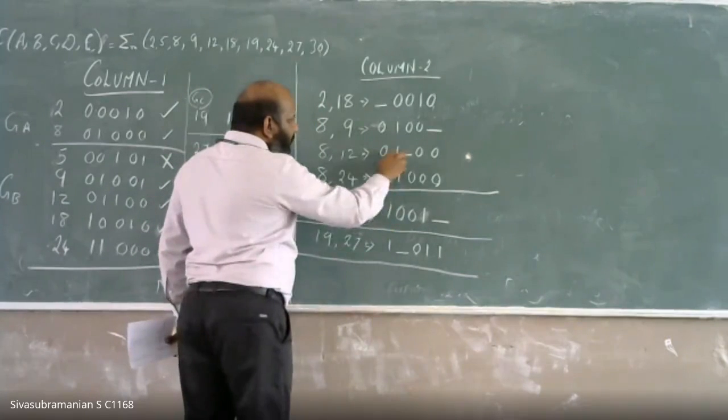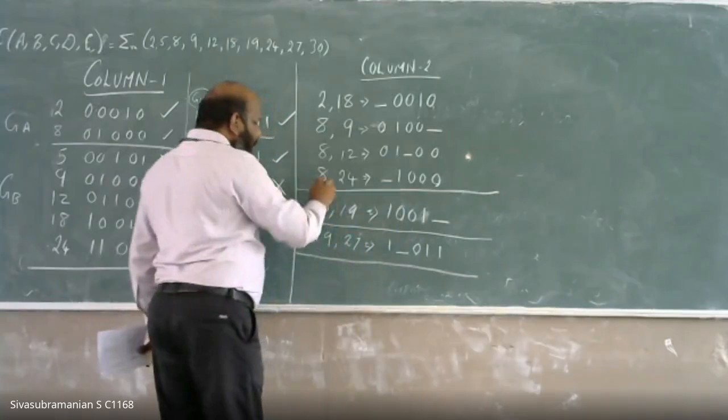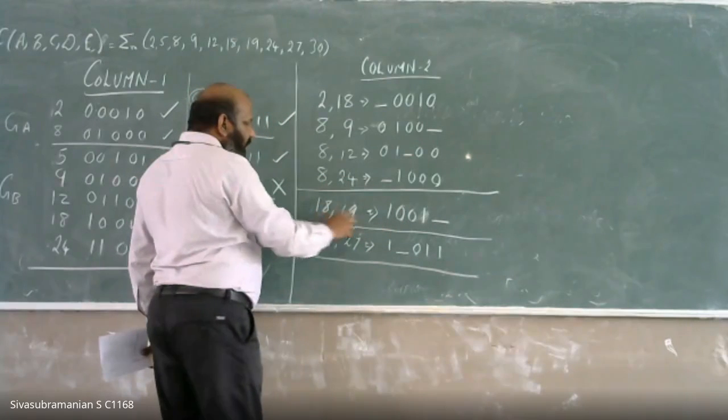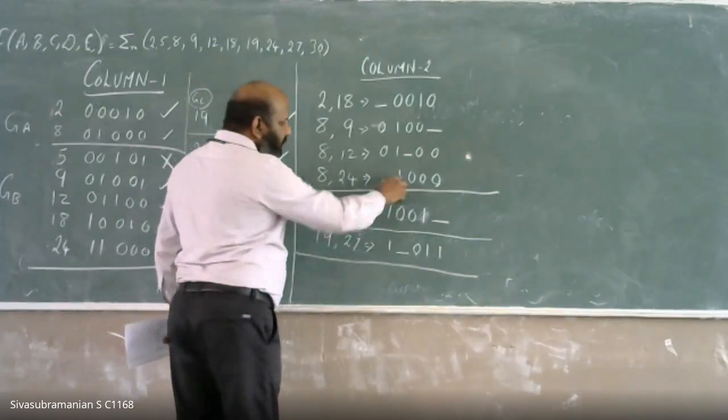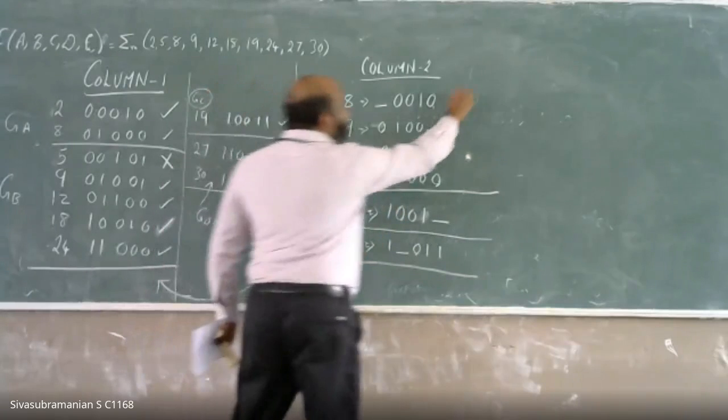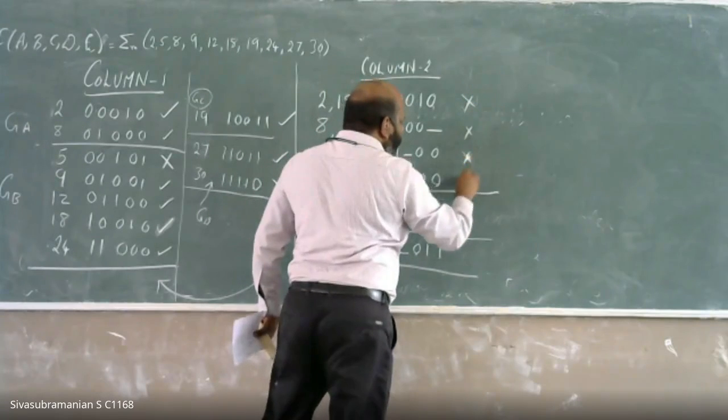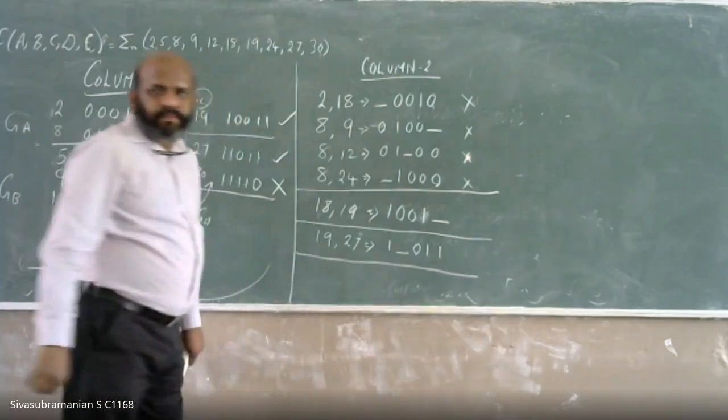8, 12, 18 and 19. 0 and 1. First variation. 1 and 0. Second variation. Drop. 8, 24, 18 and 19. First bit variation. Second bit variation. Drop. So for all these cases we get a cross mark.